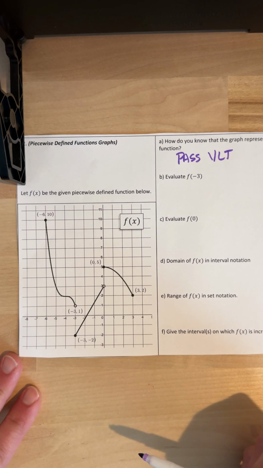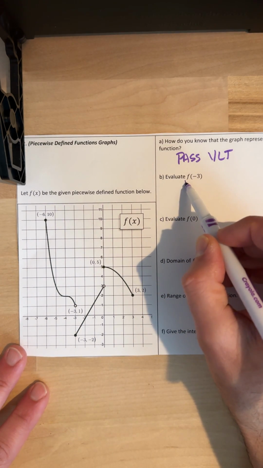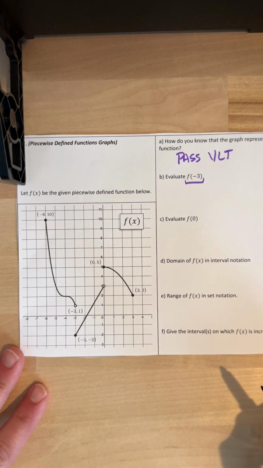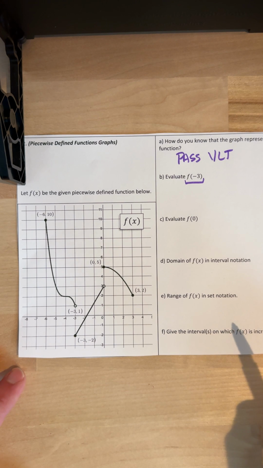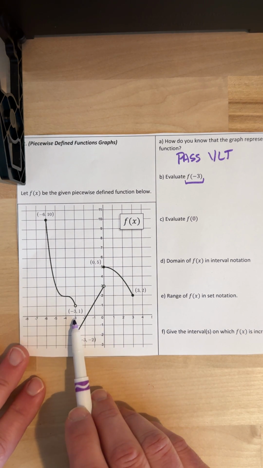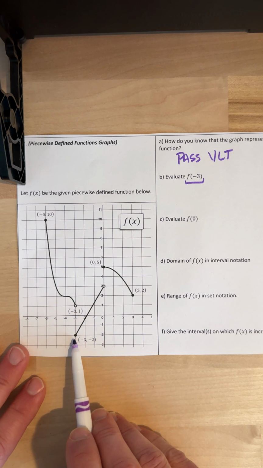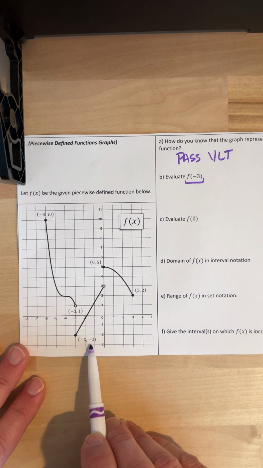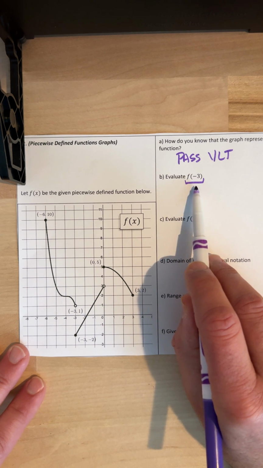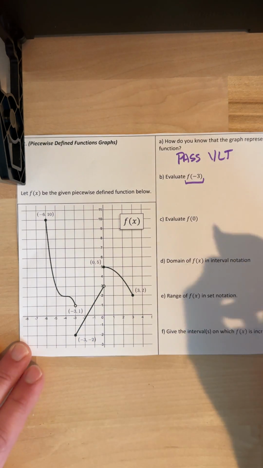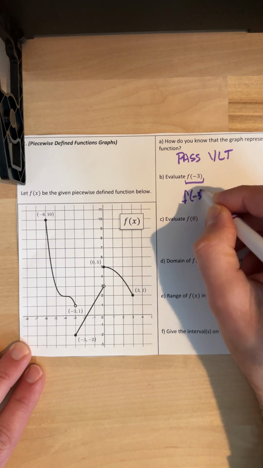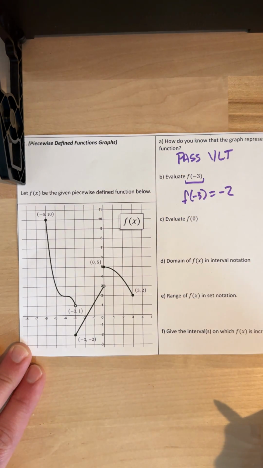Okay, evaluate f of -3. When you see this, your brain has to go, okay, when x is -3, what is y? So when x is -3, the y value is not up here because you can see that that point is clearly not colored in. So you got to go down to where the point is colored in. So that would be -2. So when x is -3, what is the y value? And the y value is -2. So we're going to say f of -3 is -2. And that's how you'd say that one.